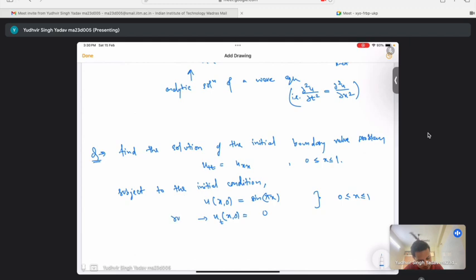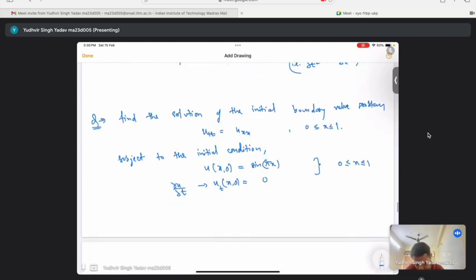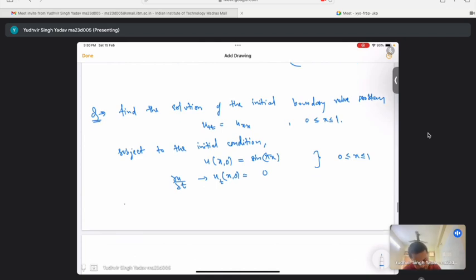So this ut is nothing but del u by del t. It is just a different notation for that. And the given boundary conditions are u(0,t) equals 0 and u(1,t) is also 0, time t greater than 0.